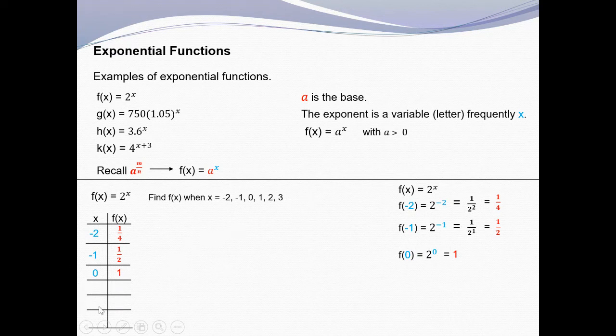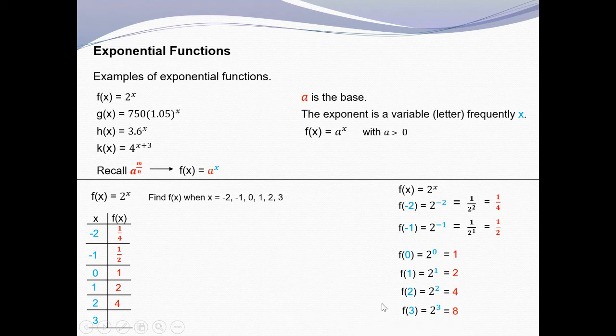And then let's try 1, 2, and 3. Now we're going to put 1 for x. I'm going to evaluate the function f of x equals 2 to the x at 1. So f of 1 equals 2 to the first power, which equals 2. So when x is 1, f of x is 2. Now we're going to evaluate it at 2. So this becomes 2 to the second power, which gives us 4. So when x is 2, f of x is 4. And lastly, when x is 3, we evaluate the function at 3. So f of 3 equals 2 to the third power, which is equal to 8.